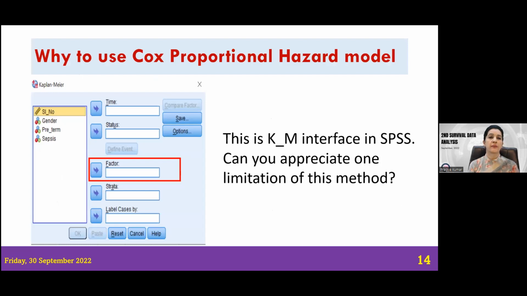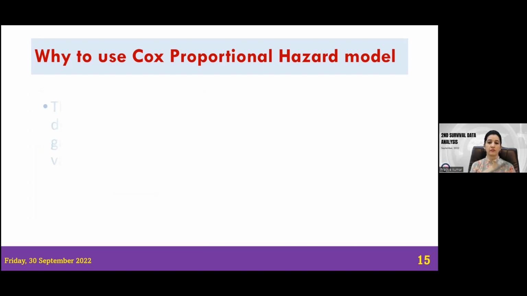Now we remember we have done this Kaplan-Meier interface in SPSS, and there I was saying that in the factor, you can have only one factor. So this is one of the limitations, that you cannot check for other confounders. In case of survival, maybe if the person already had an attack of cardiovascular disease, CHD, in the past, maybe that can act as a confounder, but you cannot check it in the Kaplan-Meier curve.